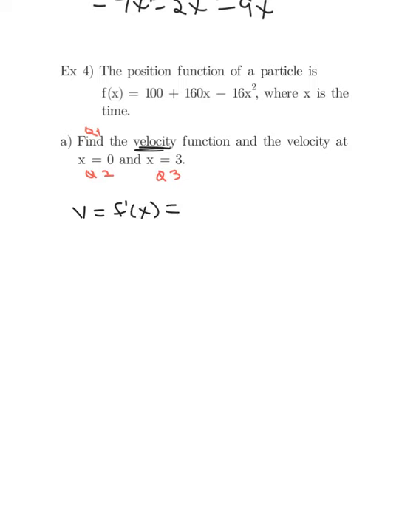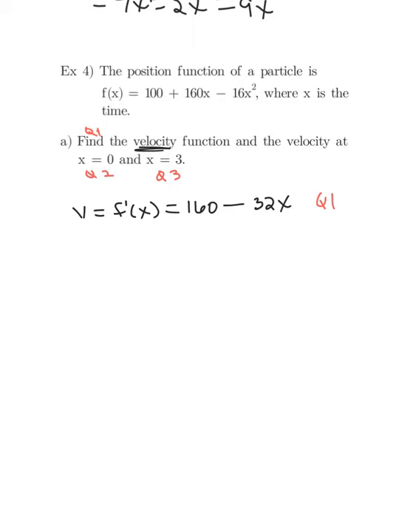What's the derivative of 100? The derivative of any constant is 0. So we're not going to write that term. The derivative of 160x. Remember, we keep the coefficient, and we said earlier that the derivative of x to the first is just 1. So it would be 160 times 1, which is 160. Minus, drop the 2 times the 16, you're going to get 32x. So there is your velocity function. So this is question 1.